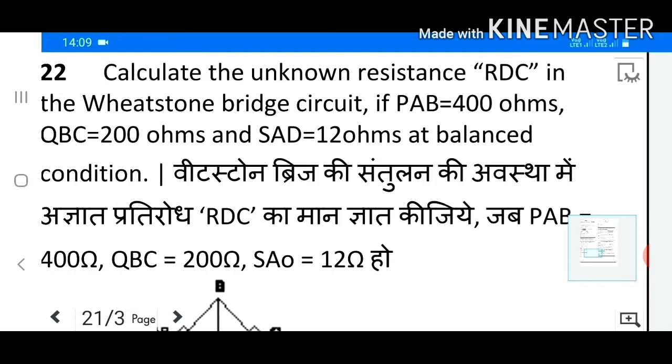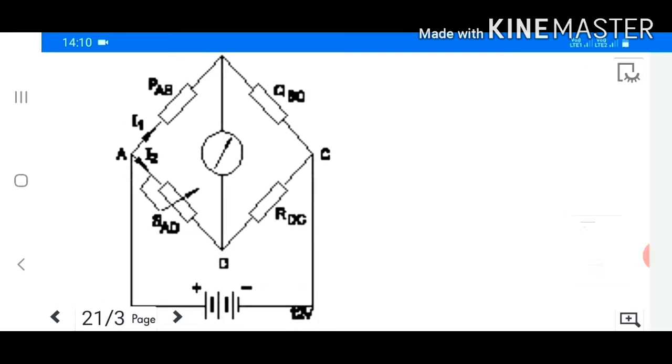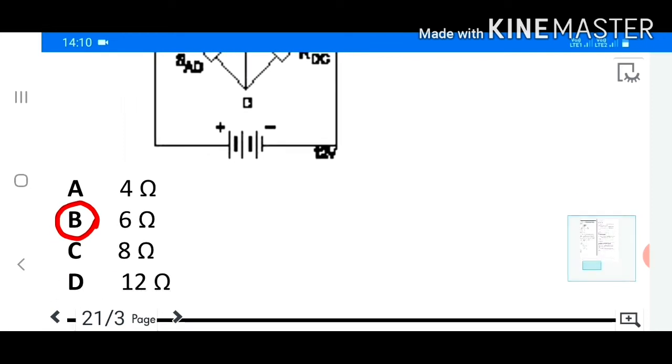22. Calculate the unknown resistance or DC in the Wheatstone bridge circuit if PAB equal to 400 ohm, QBC equal to 200 ohms and SAD equal to 12 ohms at balanced condition. Answer B, 6 ohm.